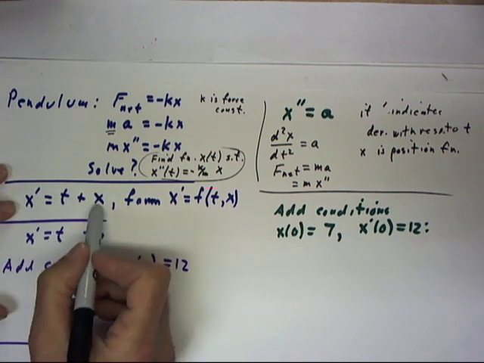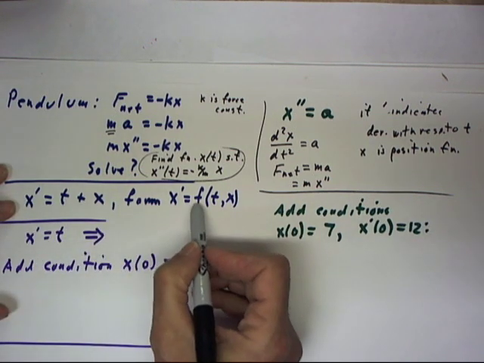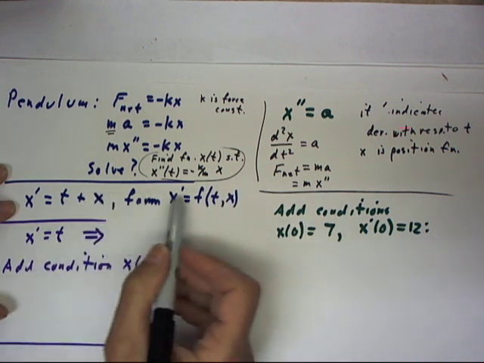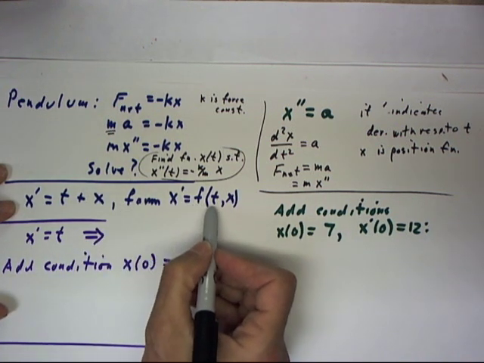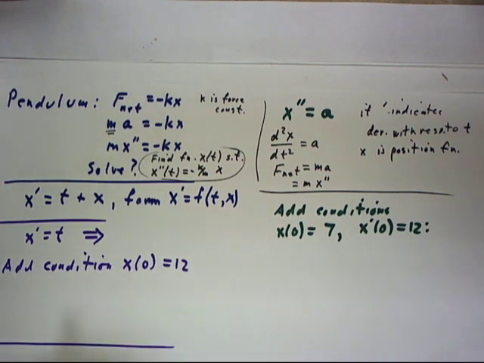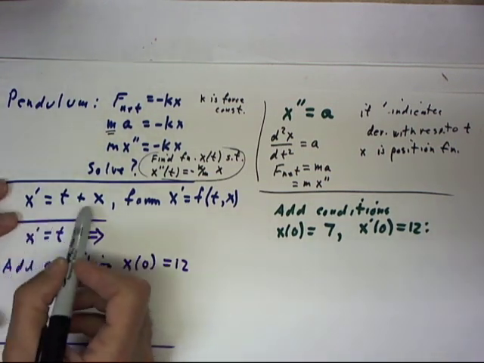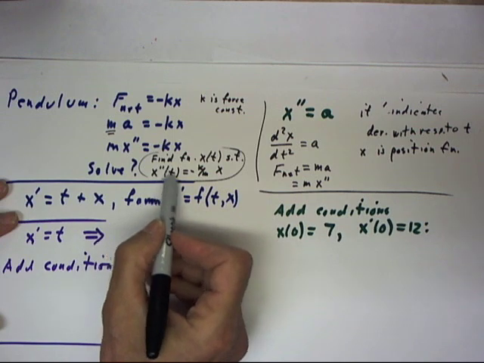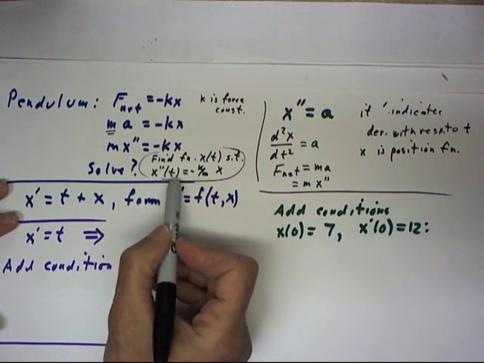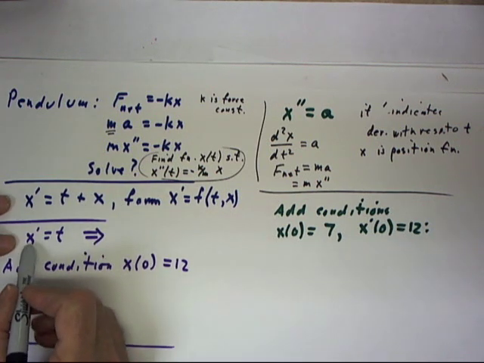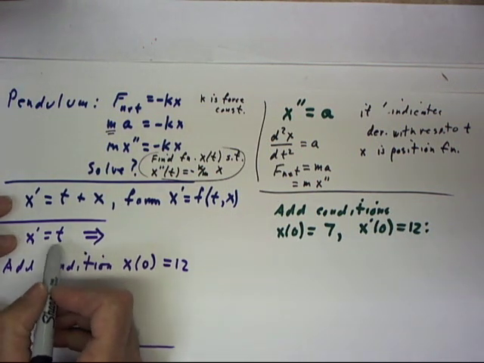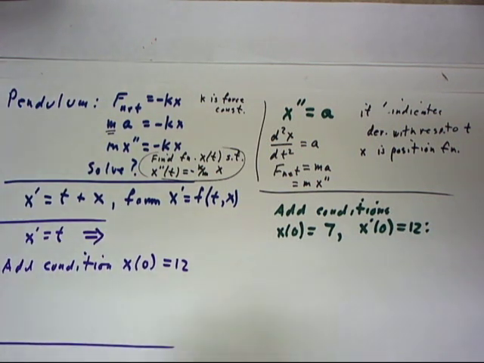T plus x is just an example of a function f of t, x, so that the form of this equation is x prime equals f of t, x. Now we don't know how to solve this equation yet, and this equation really is not too difficult to solve, but we don't know what to do to get this solution at this point. But here's an equation we can solve. x prime equals t.